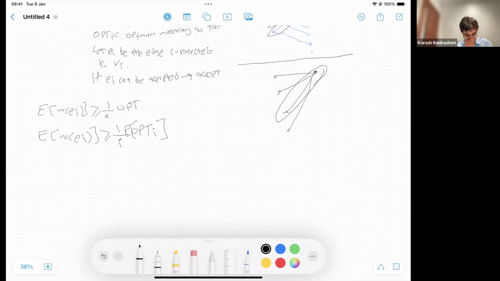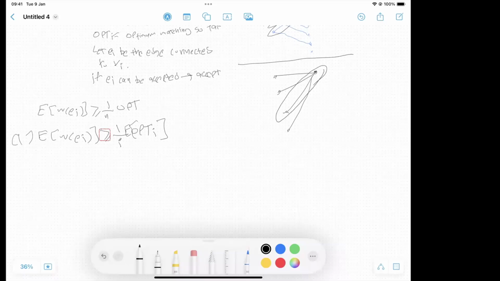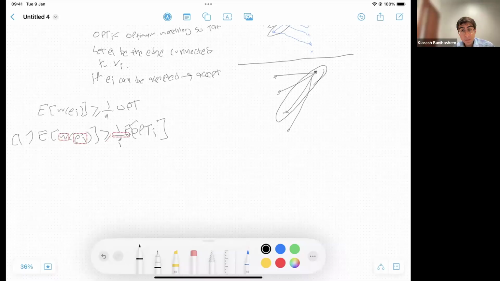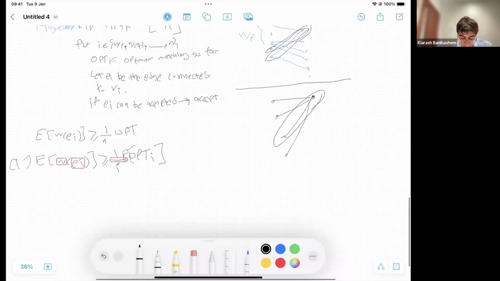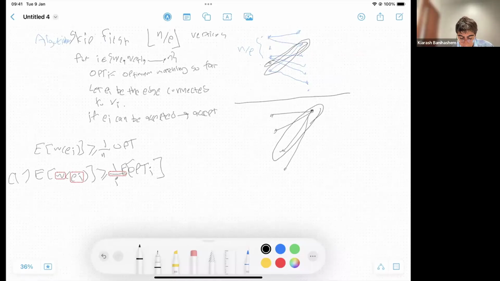What is the reason for this? It's because the elements are arriving uniformly at random. If I fix that set, each of the vertices and the edge connected to it in this optimum matching, these numbers are going to sum to opt I. And because I'm picking one at random to be the element at time I, this inequality holds. So this is the first claim. What is opt I? Opt I is the optimum matching calculated at time I. So at time I, between n over e and n, I calculated the optimum matching using whatever I've seen so far.